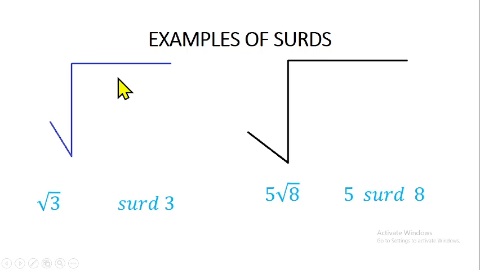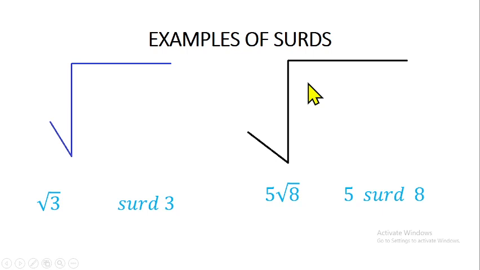So, when I have this symbol and I have 3 inside it, how do we pronounce this? We pronounce it as surd 3. You have this symbol which is named surd, then 3 inside, you call it surd 3. Let's look at this as well. How do we pronounce this one? We have 5 outside and this symbol with 8 inside. This one will be pronounced as 5 surd 8.